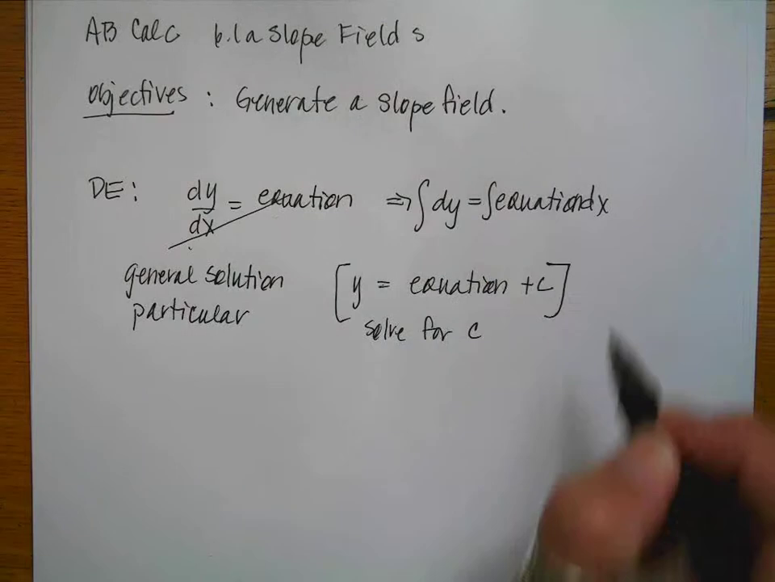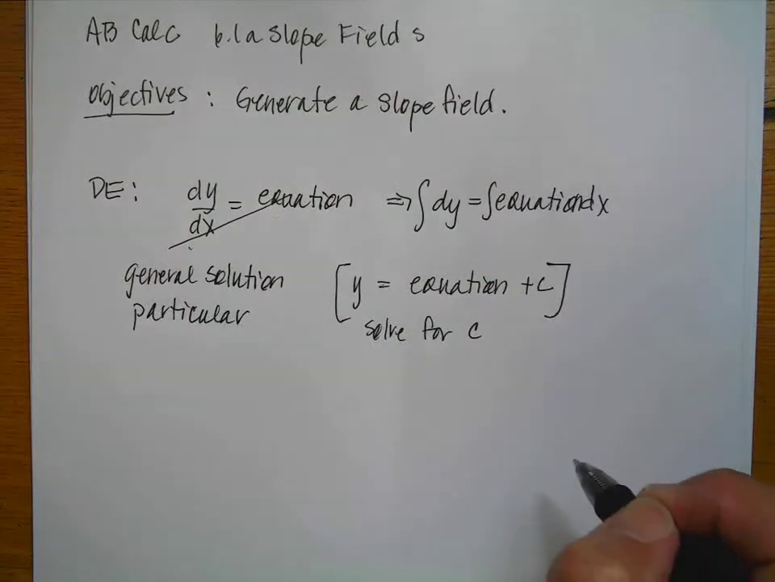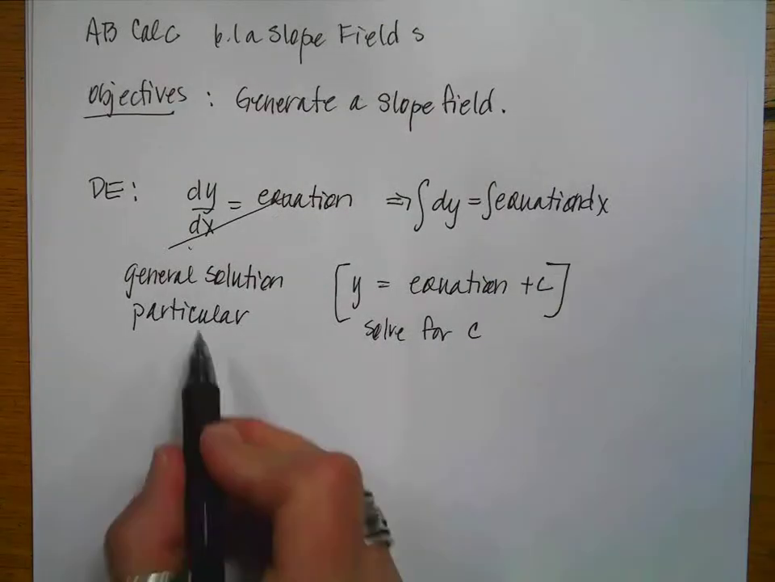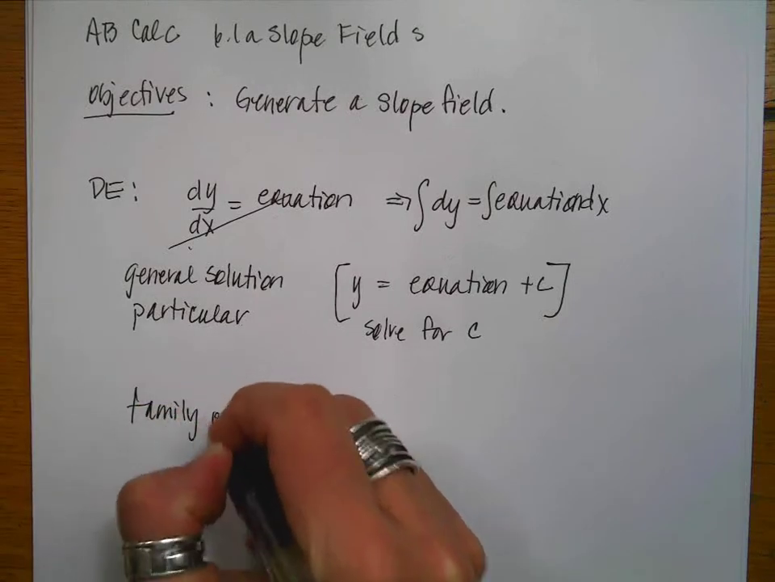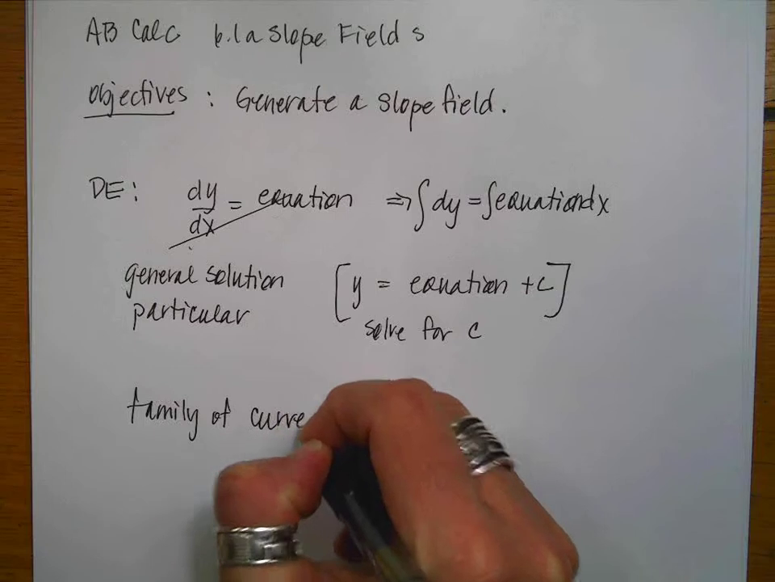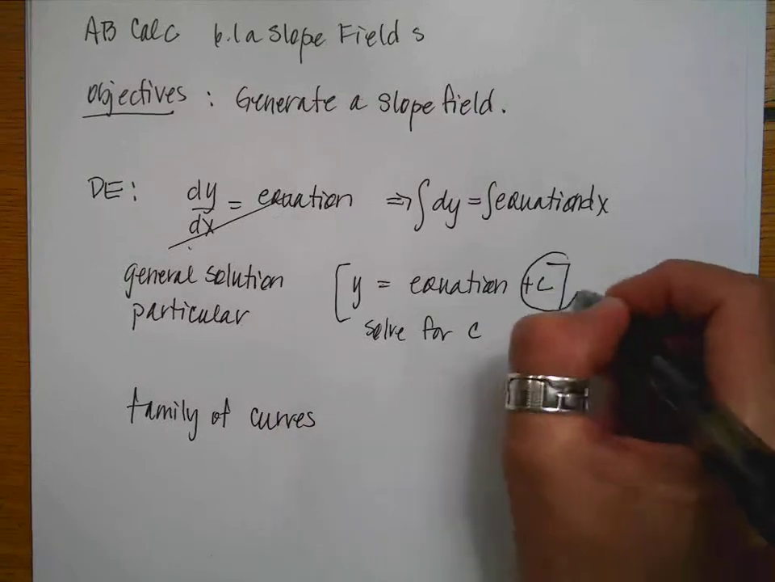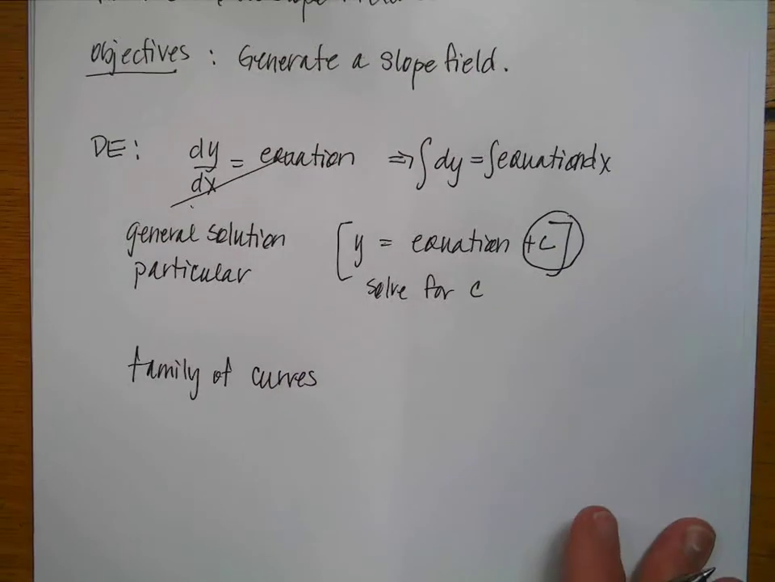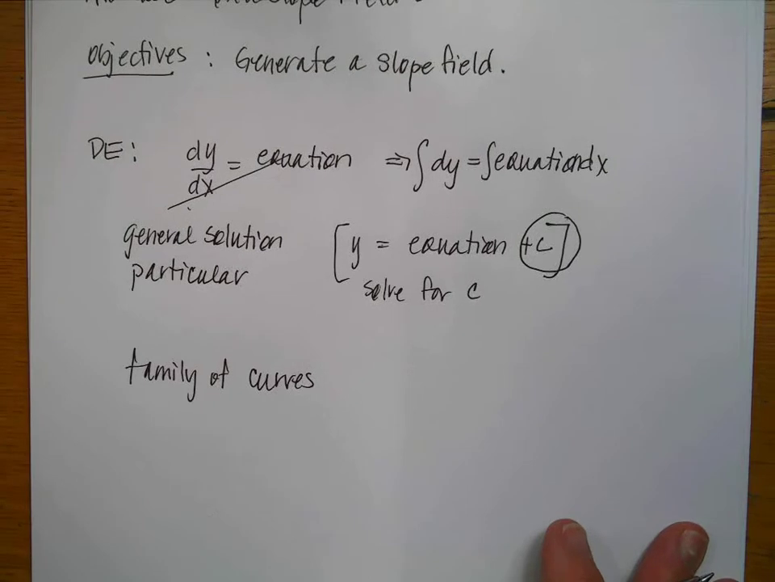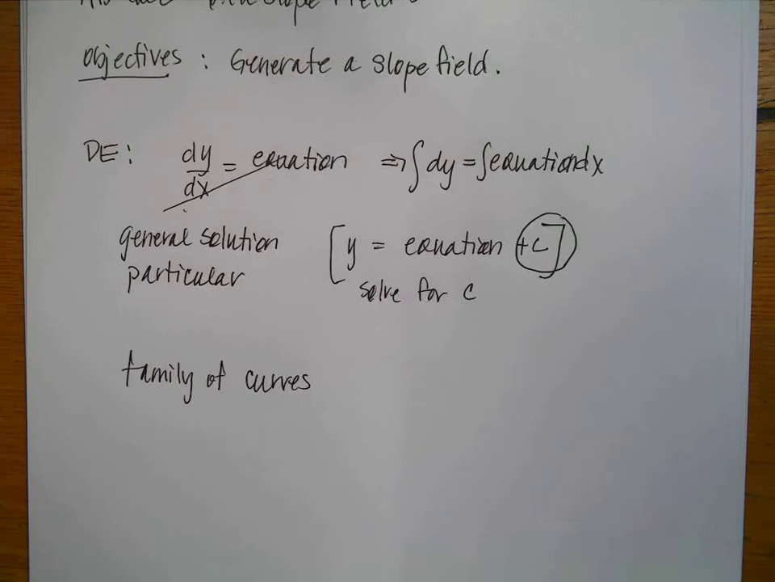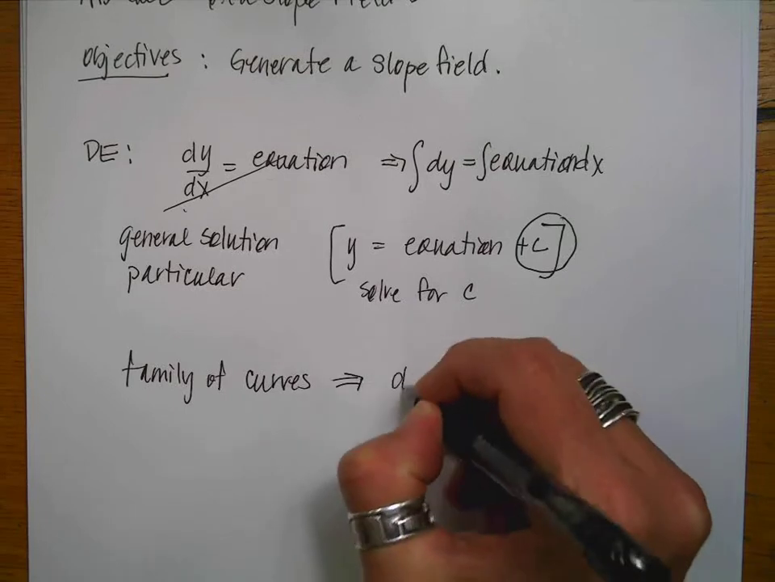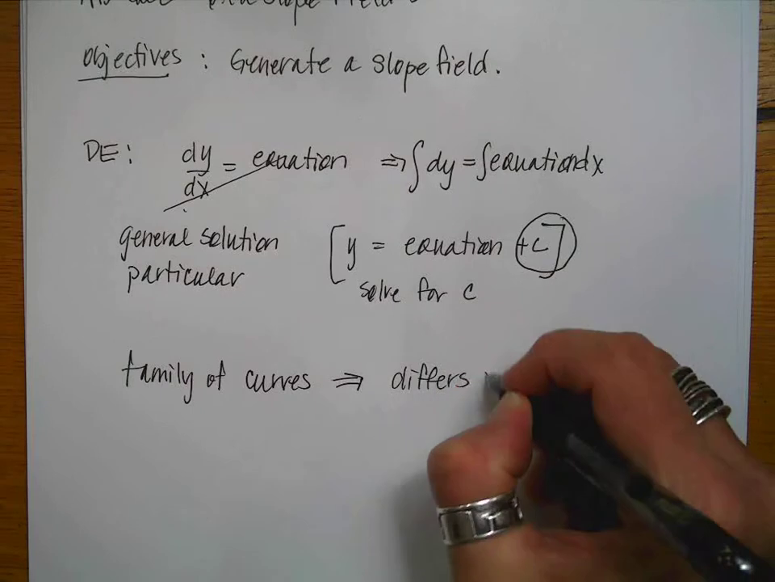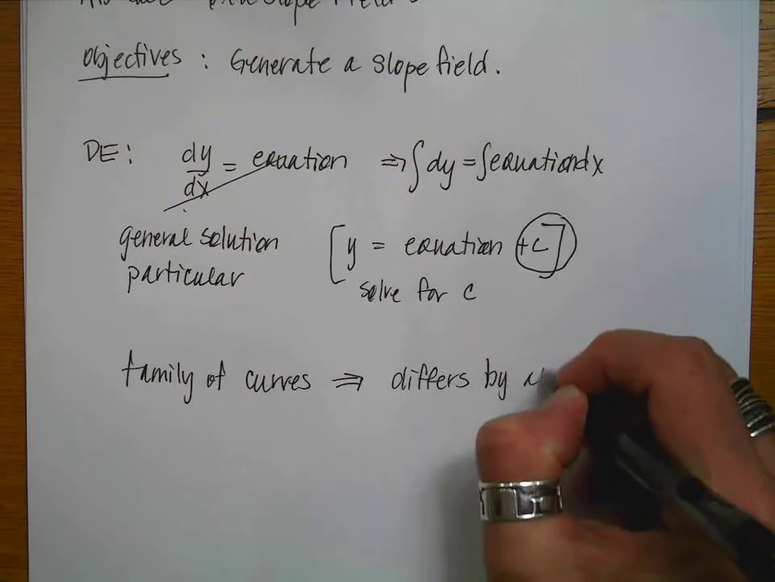The general solutions can show up on a slope field, and so they create a family of curves. And if you'll notice by the equation, they all differ by plus c. So depending on the value of x and y, the c is going to have a different value. And those are different, so our family of curves differs by a vertical translation.